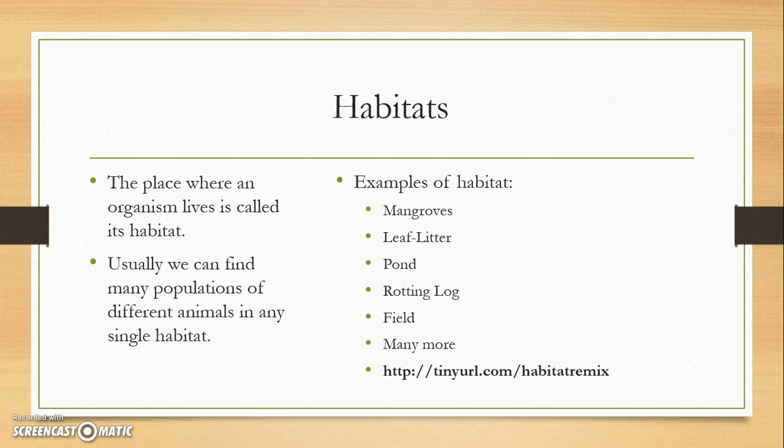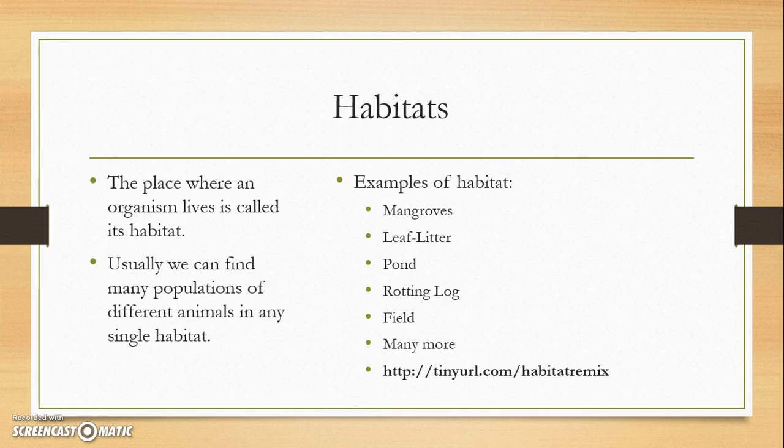So back to habitats. A habitat is a place where organisms live. We can find a lot of habitats all around the world. There's the mangrove habitat. If you go to Sungai Buloh in Singapore, that's a mangrove habitat. You can find leaf litter habitat. There's lots of leaf litter in our school garden. You can find lots of animals there. That's a leaf litter habitat.